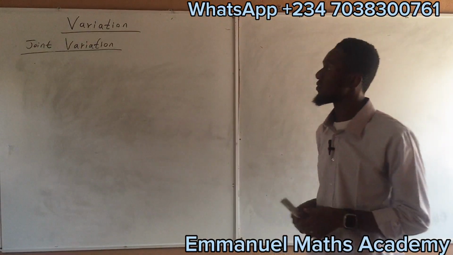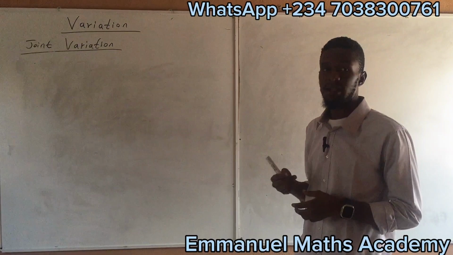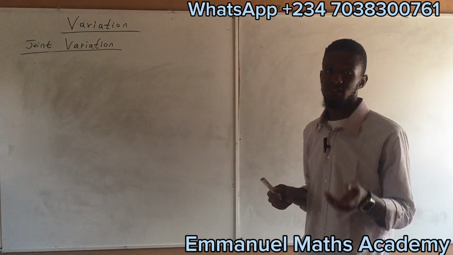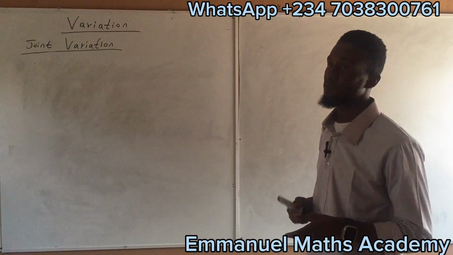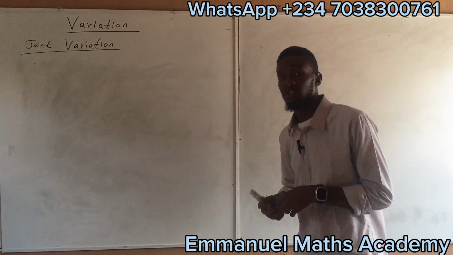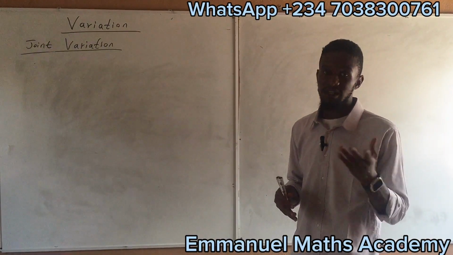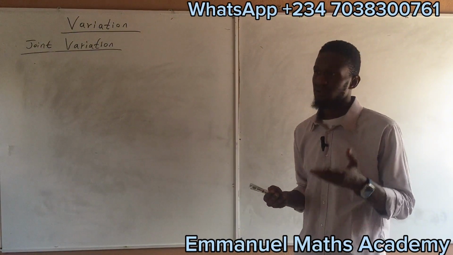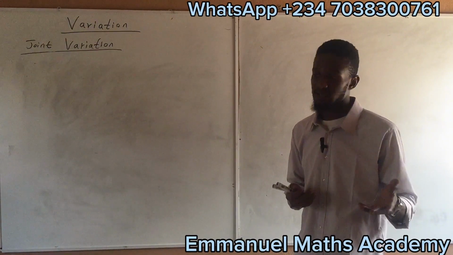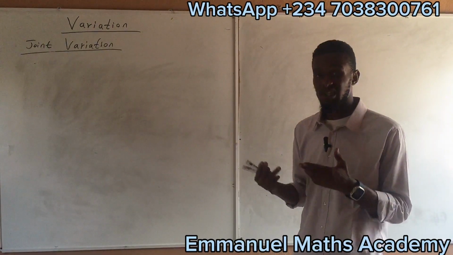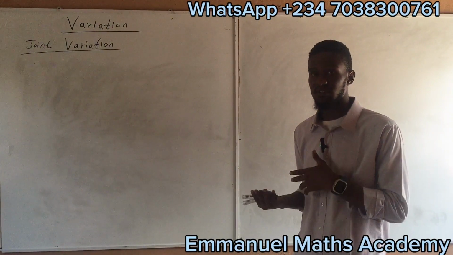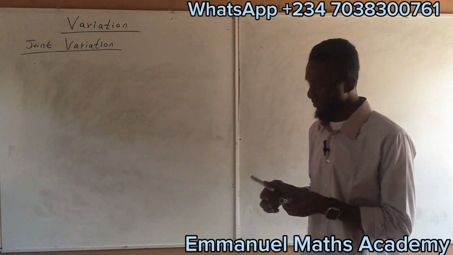So in the previous video, we were able to look at variation and the types of variation. We looked at direct variation and inverse variation. So today we'll be looking at joint variation. What is joint variation? Joint variation is a combination of both direct and indirect variation. You can have direct to direct, direct to indirect, and you can also have two indirect, or you can call it two inverse variation. Right? Look at what I mean.